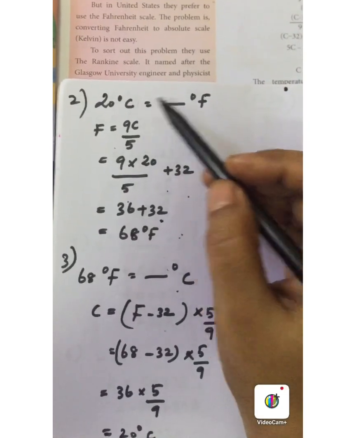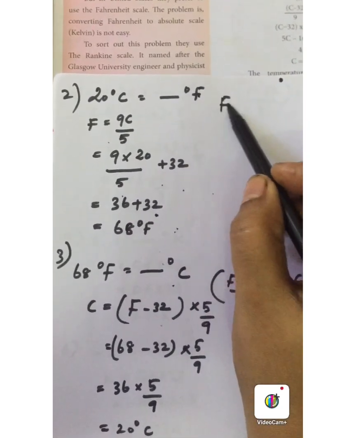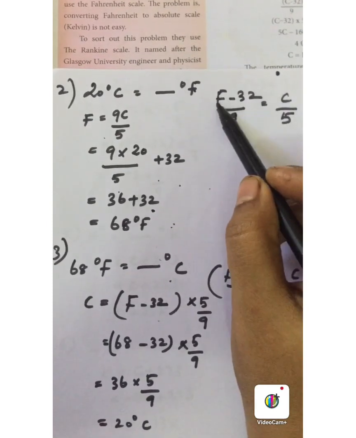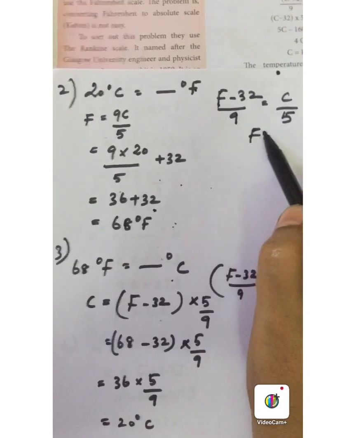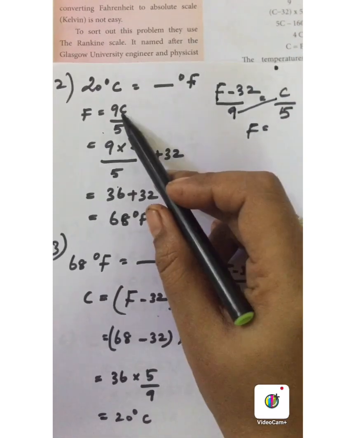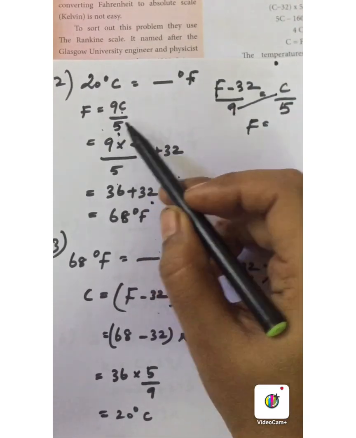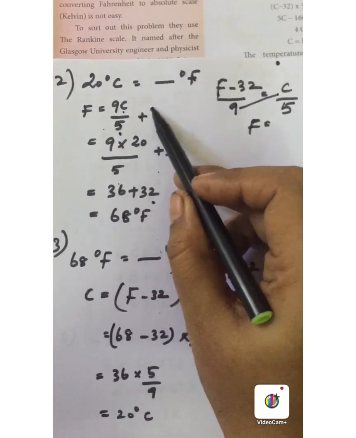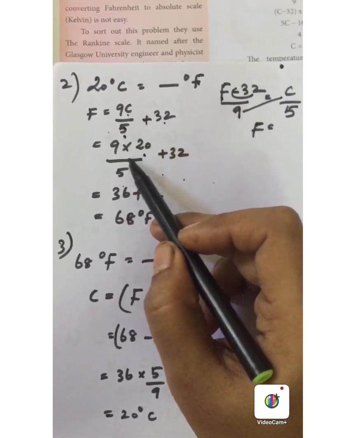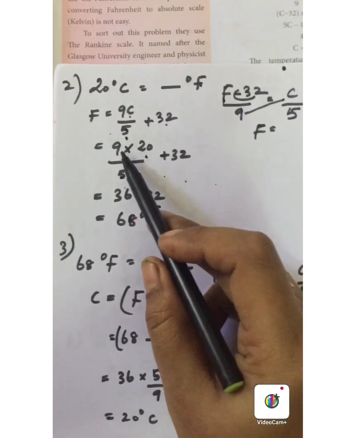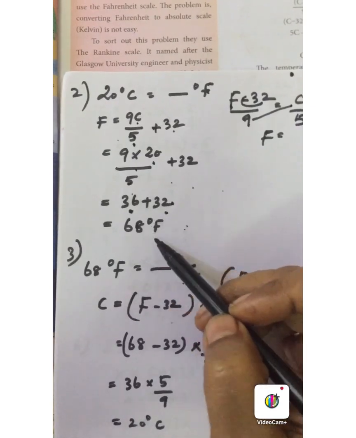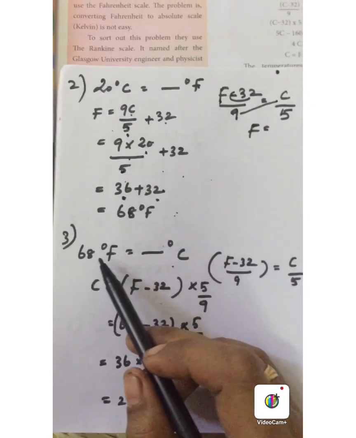Next sum, convert 20 degrees Celsius into Fahrenheit. So use the formula (F minus 32) divided by 9 is equal to C by 5. Here we are going to find out the Fahrenheit. So F is equal to, when the 9 goes to that side, it changes into multiplication. So 9C divided by 5, plus, minus 32 is converted into plus 32. So 9C divided by 5 plus 32. Here the C value is 20. So 9 into 20 divided by 5 plus 32. 9 into 20 is 180, divided by 5 is 36, plus 32, 68 degrees Fahrenheit.